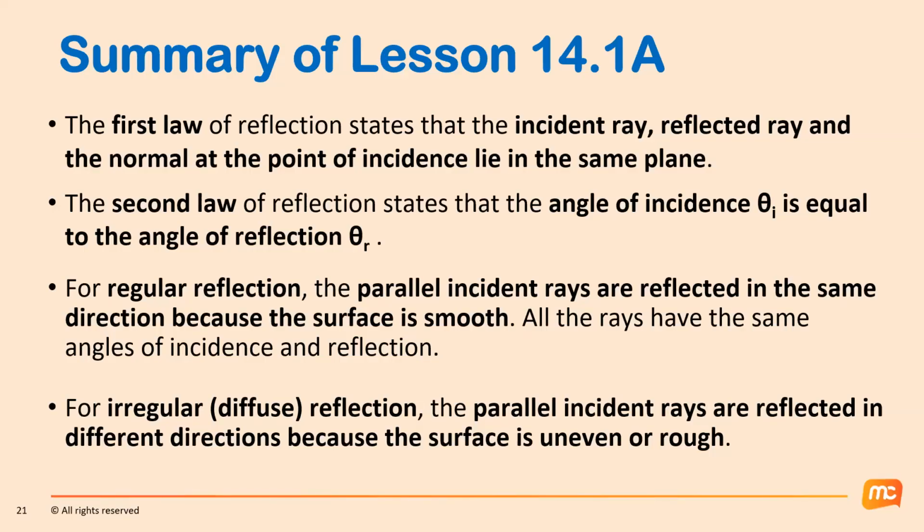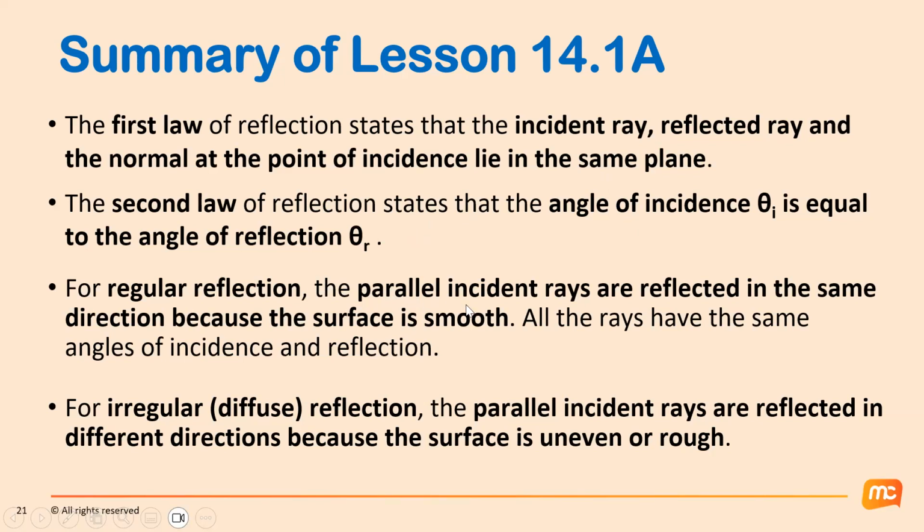Okay, so summary of 14.1a. We learned that the law of reflection says that the incident ray, reflected ray, and normal at the point of incidence all lie on the same plane. That means they all lie on the same surface. The second law simply states that the angle of incidence is equal to the angle of reflection, i equals r. And then we also learned that there are two types of reflection.